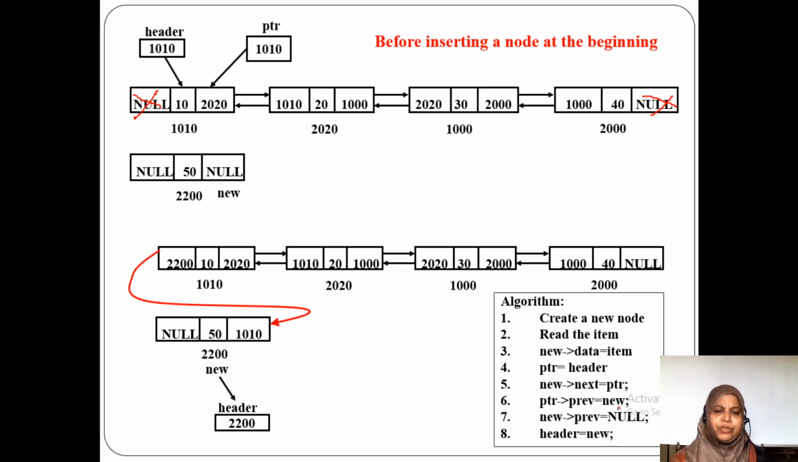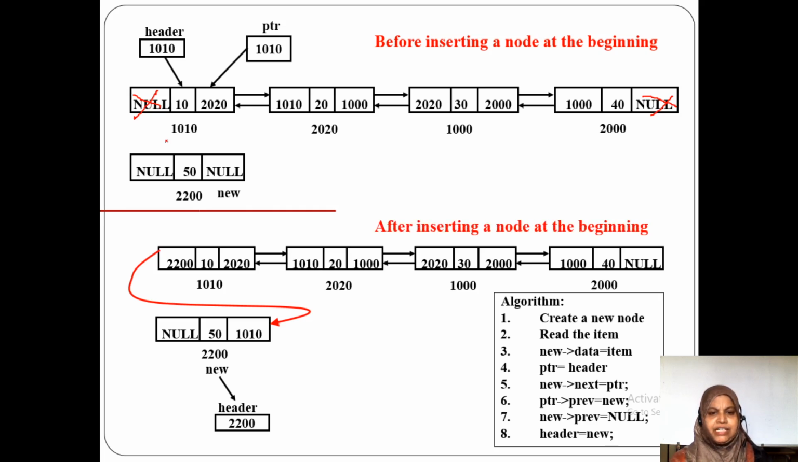See here, I am inserting this node at the beginning. Here my new node is 50. Which address location? 2200 address location. Where are we going to insert this node? At the beginning, we are inserting this node.